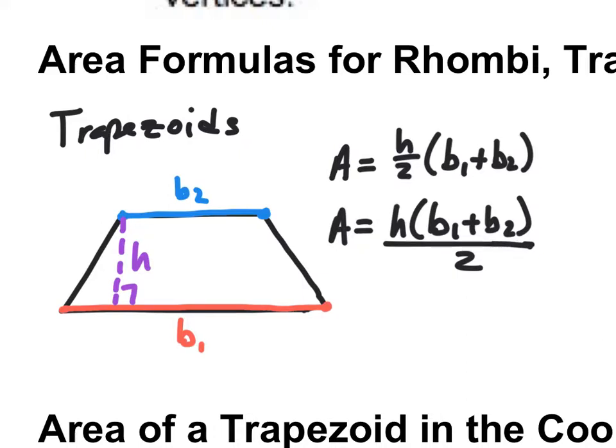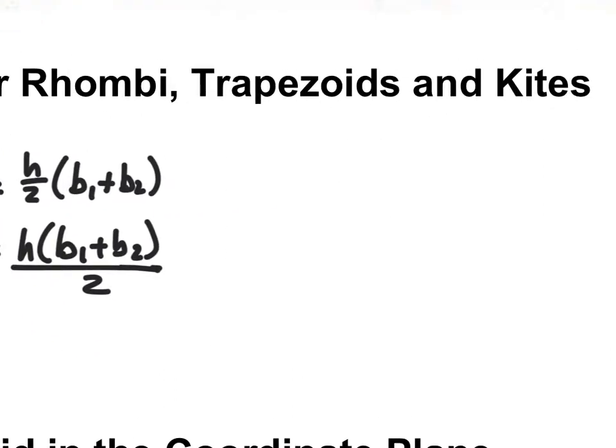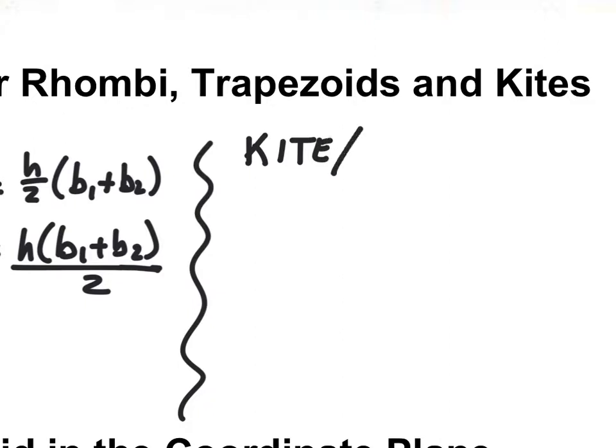But the main thing is that you have to add the two bases together and put that in a quantity and do that before you do anything else. So that's it for trapezoids. Now for kites and rhombi, those two actually have the exact same formula. So I'm going to do a kite slash a rhombus.